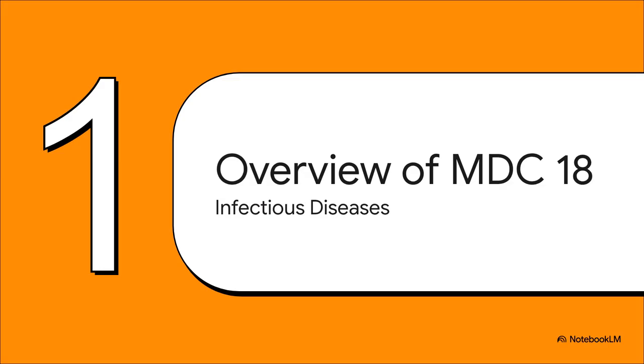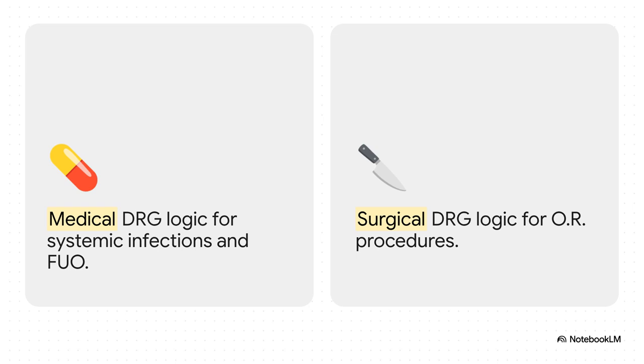Let's kick things off with Section 1, Overview of MDC-18, which covers infectious and parasitic diseases. Now, you might be thinking, well, I code infections all the time in other MDCs, and you absolutely do. But MDC-18 is the specialized home for severe systemic infectious crises that lack a single organ-specific principal diagnosis.